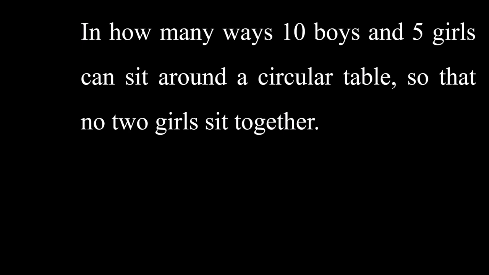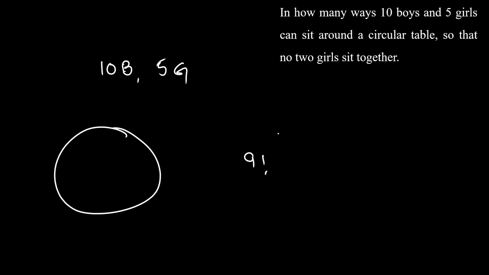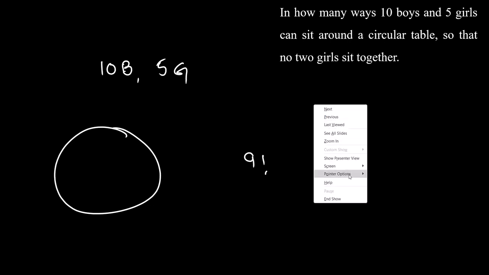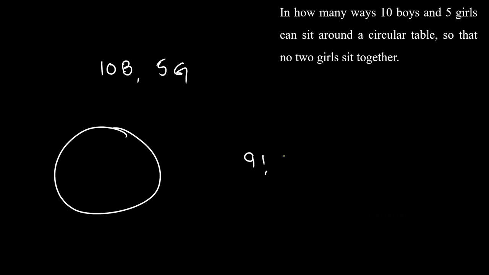So what's the answer? No two girls together means first whom to arrange? Boys. Boys can be arranged in 9 factorial ways. In a circle, when you have 10 people, how many places will be created? 10 only. So 10P5.